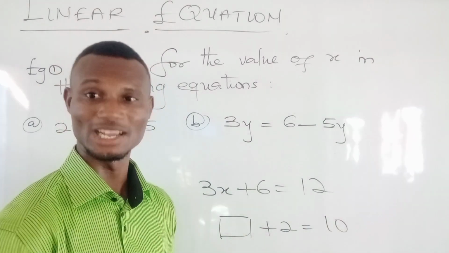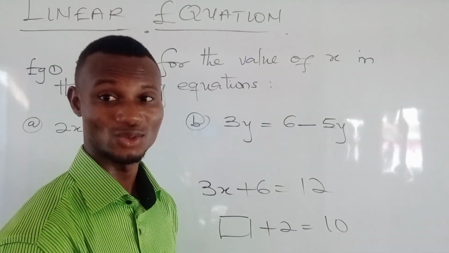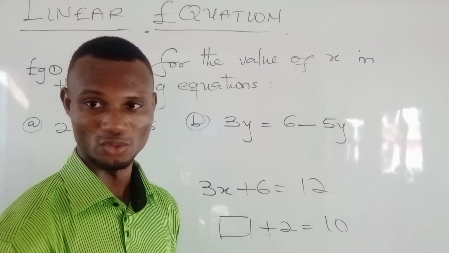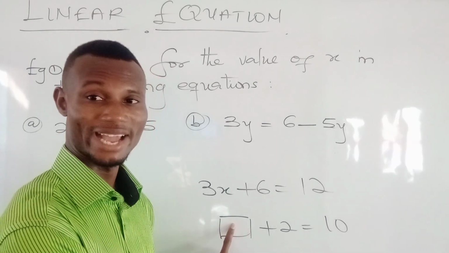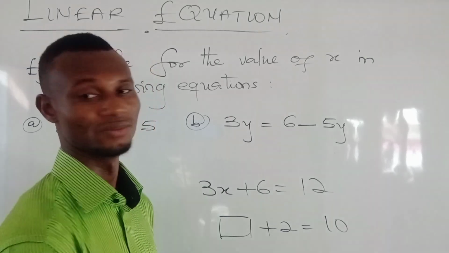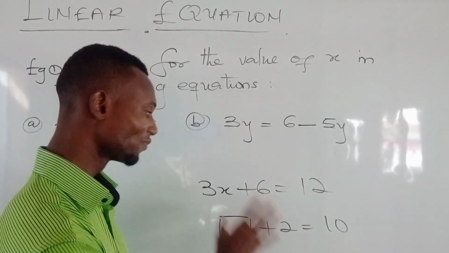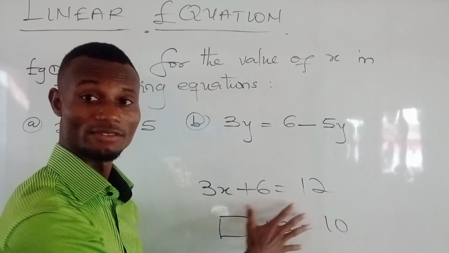So this is an equation that you are being taught. You started learning equations even in class 1. In class 2, you were being taught equations. The box here is the unknown variable that you are looking for. So that's it about linear equations. Not difficult at all.